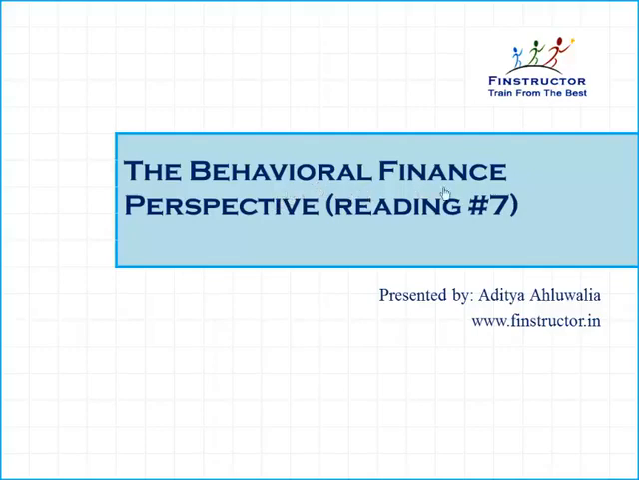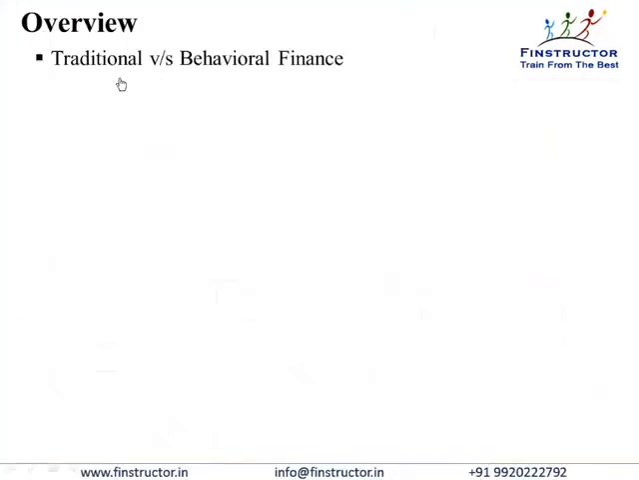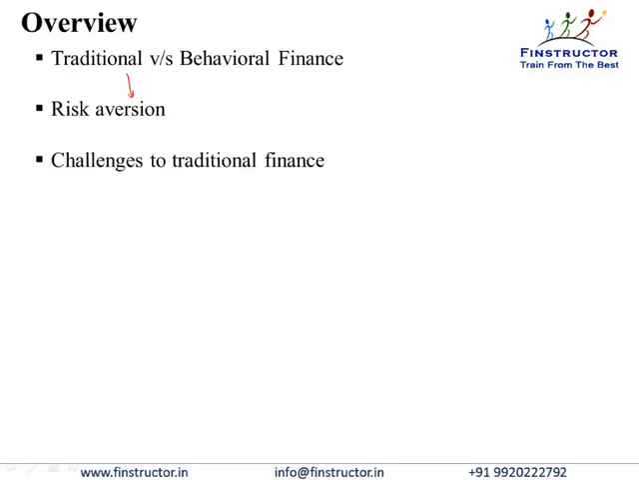So guys, we'll start with reading number 7 of the CFA curriculum that will tell you about the behavioral finance perspective towards understanding market behavior and towards understanding finance. So we'll start by comparing traditional finance with behavioral finance. Understand the theory of risk aversion as is given by traditional finance. Understand the challenges to the traditional finance theories.